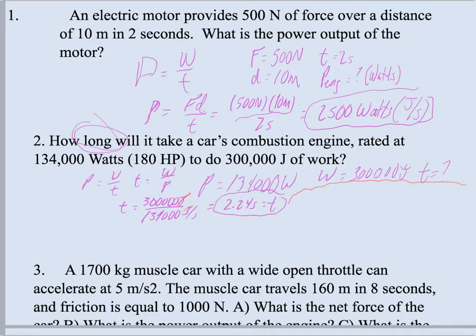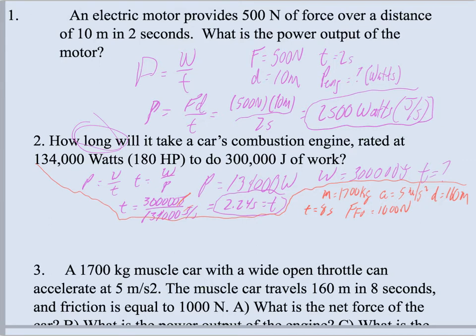Now let's separate this out here. We'll try and do all of our work for number 3 above it. A 1,700 kilogram muscle car. So the mass is 1,700. With a wide open throttle, it can accelerate at 5 meters per second squared. The muscle car travels 160 meters, so distance is 160 meters, in 8 seconds, so time is 8 seconds. And friction is equal to 1,000 newtons, so the friction force is 1,000 newtons.